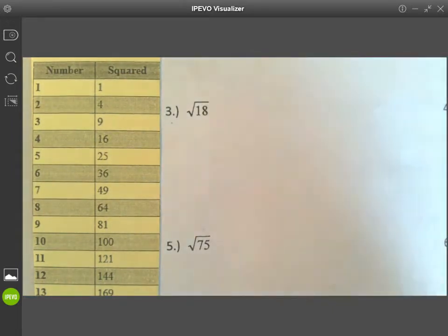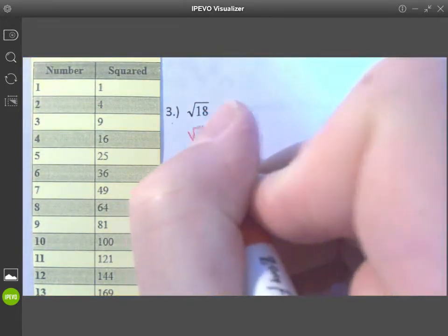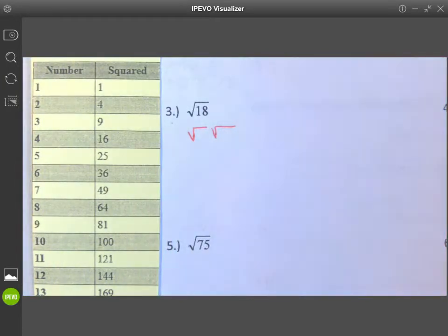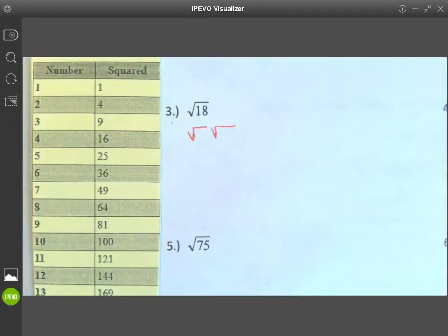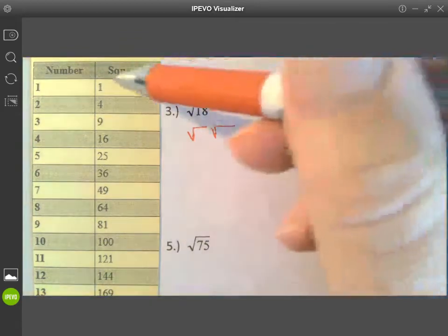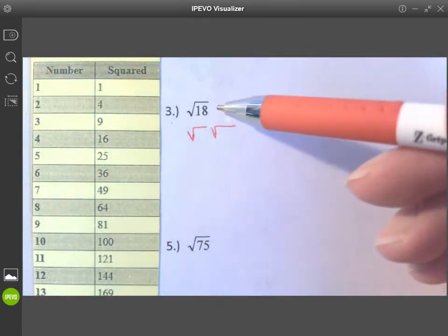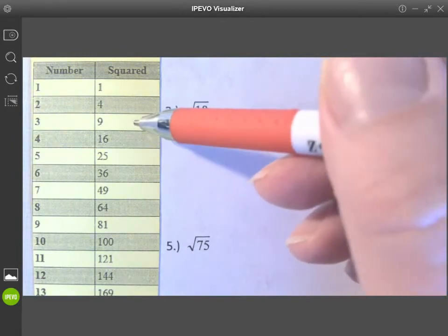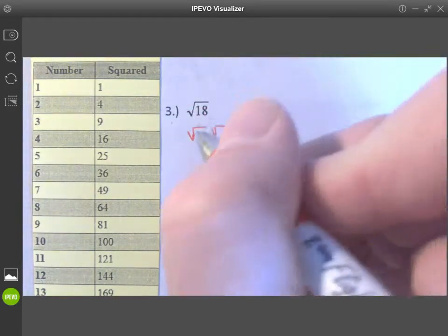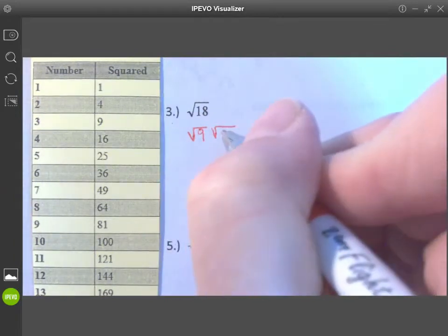Okay. Is there a number in 18 that I can break down that's a perfect square? 9. Now listen, I always say you need the biggest perfect square, and I had a kid go, well, then why do you always start with 1 and 4? If you need the biggest perfect square, why don't you start high? Well, 16 doesn't go in, but 9 does, and that's fine too. So 9 times what? 2.